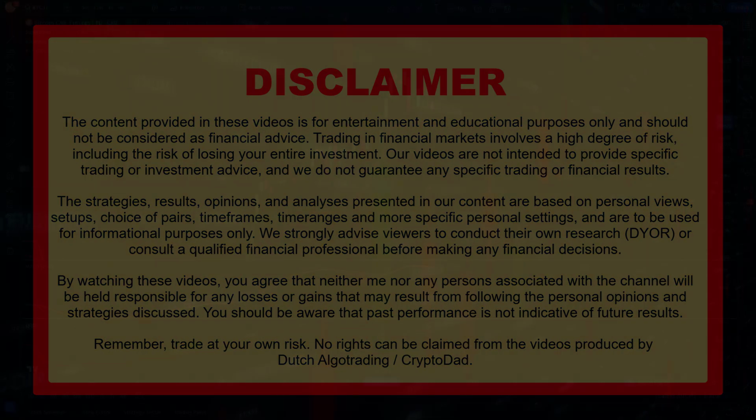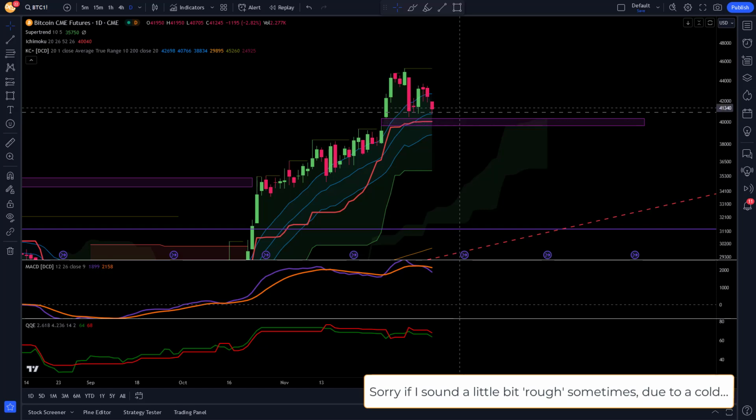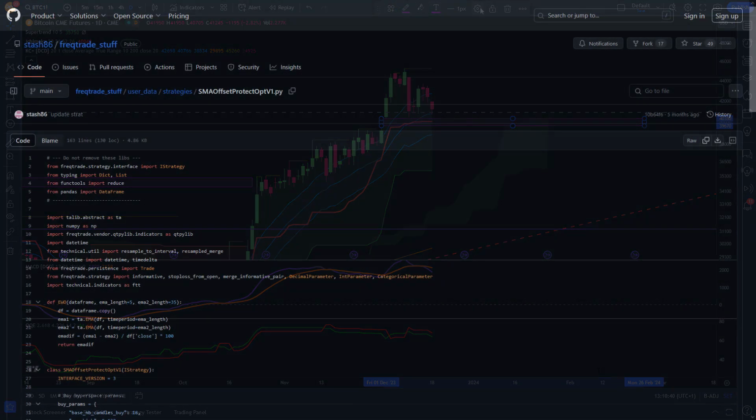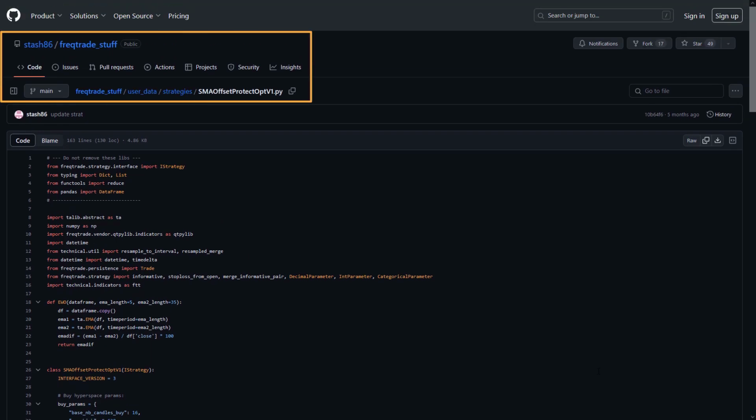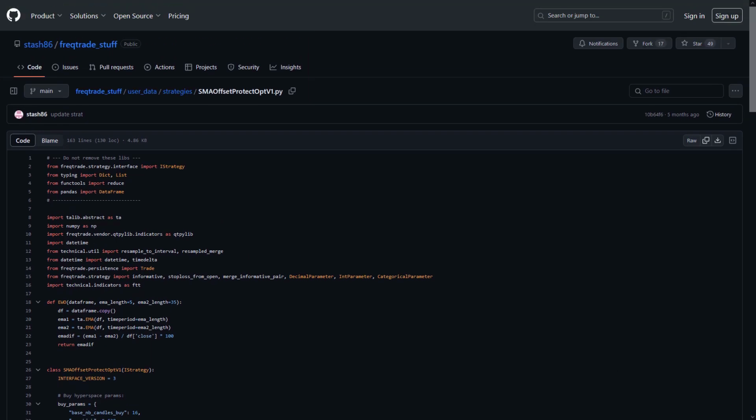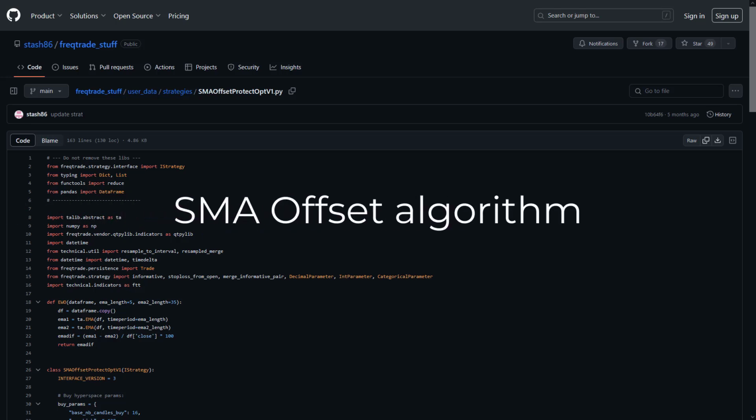As with many pre-coded algorithms for the backtesting engine built in the Freqtrade bot, this strategy was found in a GitHub repository by stash86 and the file is called the SMA Offset Protect Opt V1, but I will call this strategy the SMA Offset algorithm.